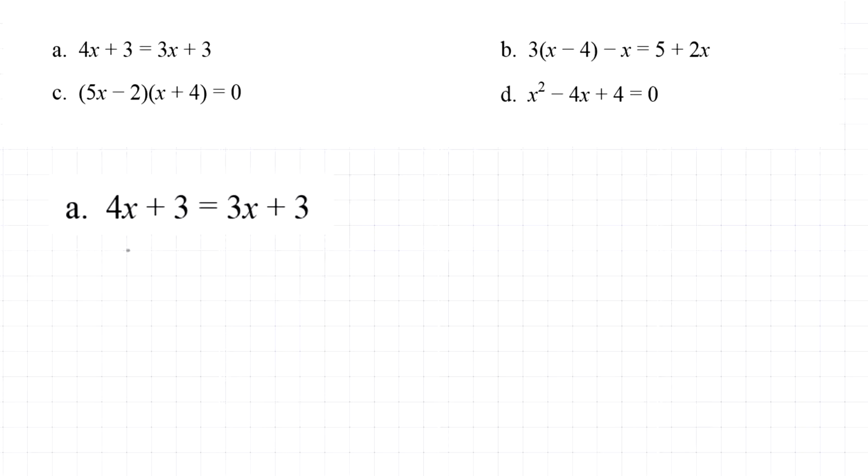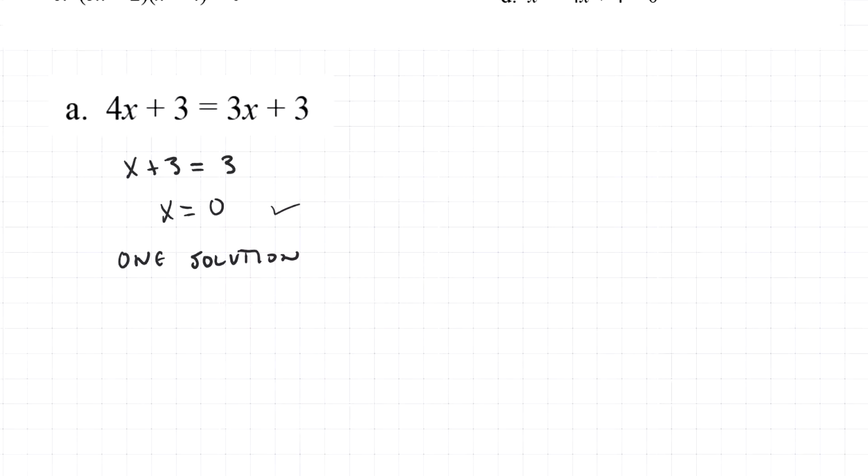So we subtract 3x from both sides and we get x plus 3 equals 3, and then we subtract 3 and we get x equals 0. And when I check, it does check, so I have one solution. Alright, moving on to B.